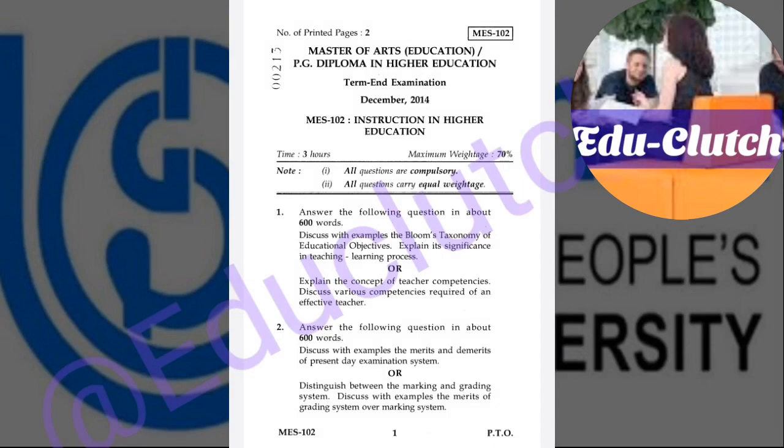Or explain the concept of teacher competencies. Discuss various competencies required of an effective teacher. Second, discuss with examples the merits and demerits of the present-day examination system. Or distinguish between the marking and grading system. Discuss with examples the merits of grading system over marking system.